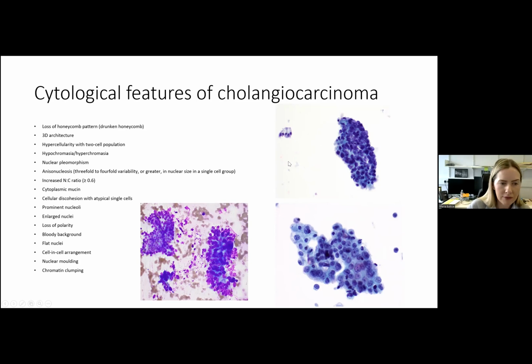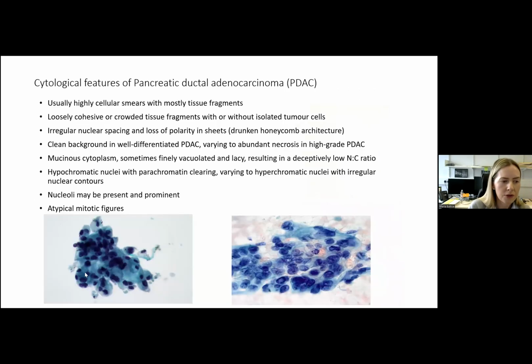You can get background necrosis or dirty material as seen here, and there may be chromatin clumping and prominent nucleoli. So these are similar features to those seen in pancreatic adenocarcinoma. As we can see in these images here, the nuclei are hyperchromatic, irregular. We can see variation in nuclear size to 4:1 ratio and prominent nucleoli. You can often find atypical mitotic figures also.